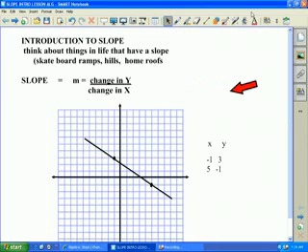So right now I'm showing you a graph of the line, and if you notice the line is going down from the left to the right. This is a negative slope because it's going down. If you thought about it in business, this would be sales going down. That's not a good thing. So that's why this is a negative slope.